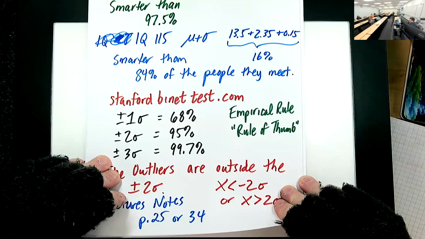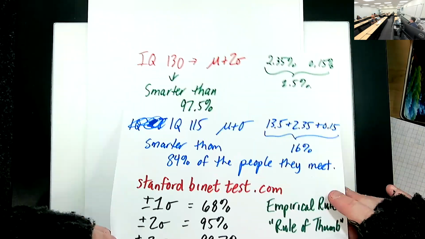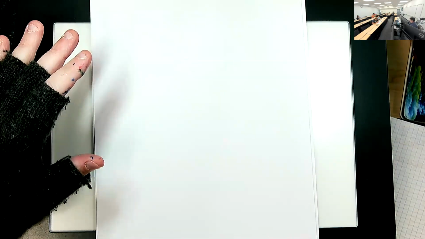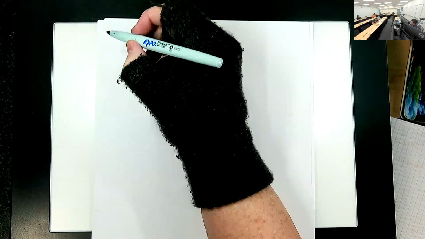Let's take a look at 3.4. Everyone ready? 3.4 is on measures of position.